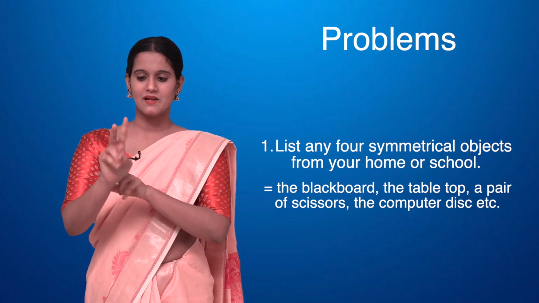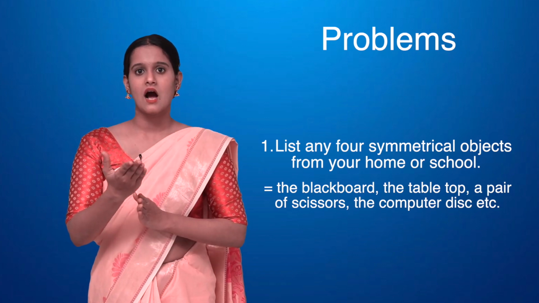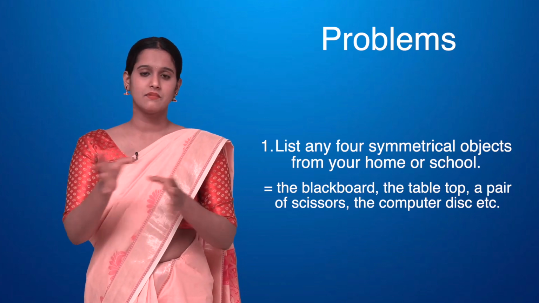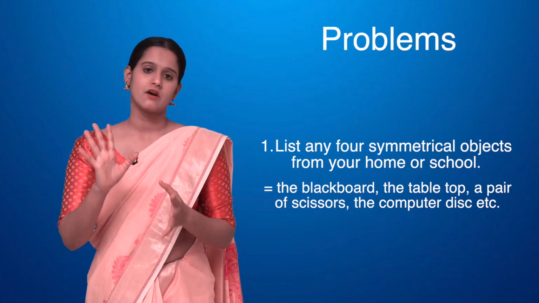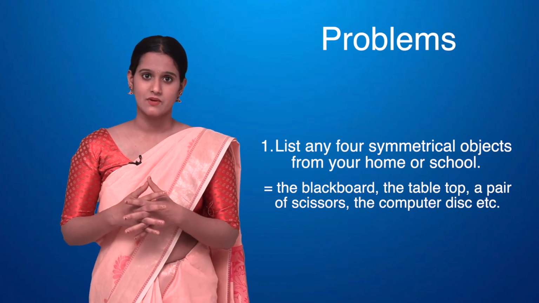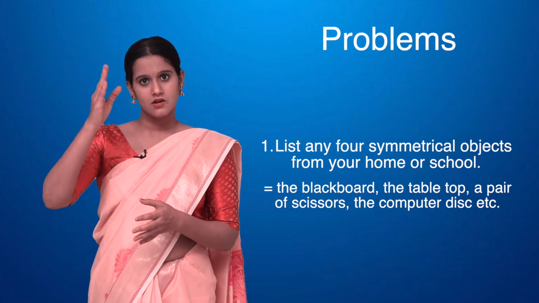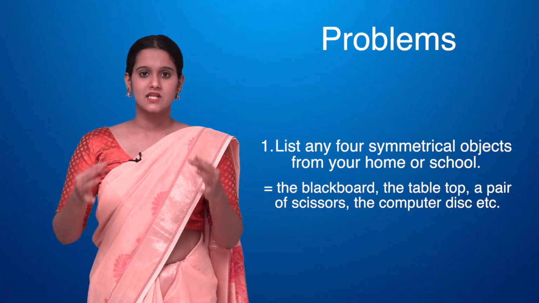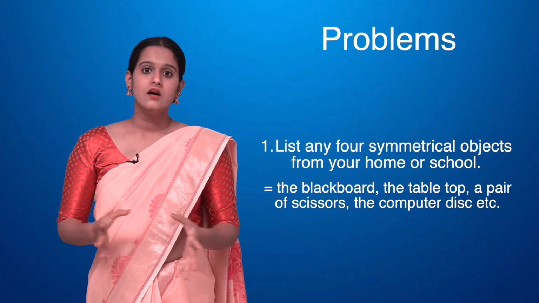Okay, so scissors will be like 2, right? So if I divide it in half, again, it is the best example for a symmetric object. Even the computer disk as well, a disk. Okay, you can draw the line of symmetry. You can see that it is a best example for a symmetrical object.